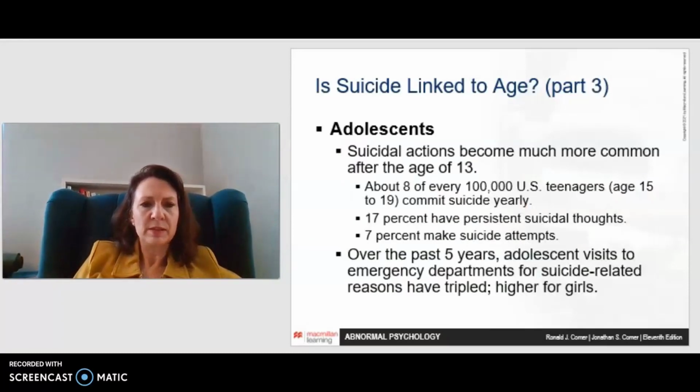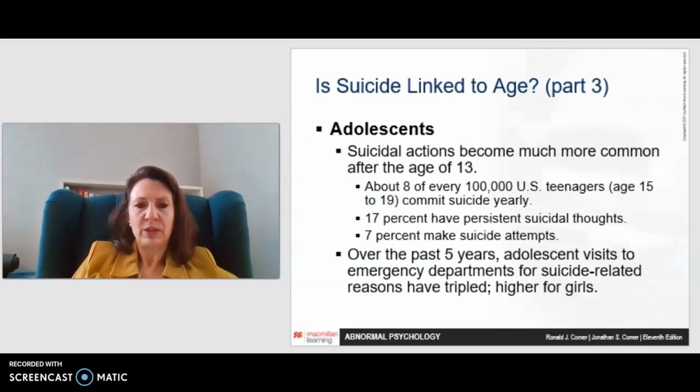In terms of adolescence, suicidal actions become much more common after the age of 13. About 8 in every 100,000 teenagers die by suicide yearly. 17% have persistent suicidal thoughts, and 7% make suicide attempts. Over the past 5 years, adolescent visits to emergency departments for suicide-related reasons have tripled, and it's higher for girls.